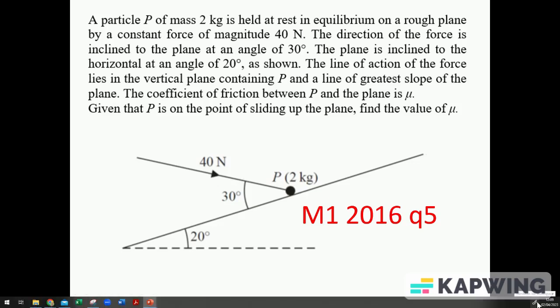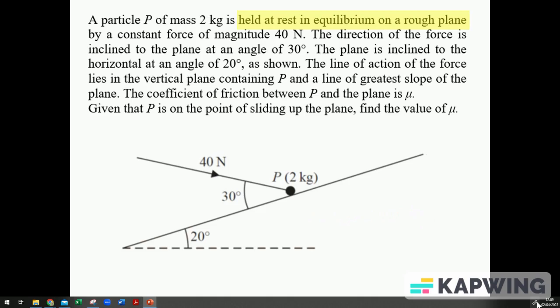Well, I've got the M1 paper, the old specification, 2016 question 5, inclined plane question. We've got a particle P, mass 2 kilograms, held at rest, in equilibrium on a rough plane, by a constant force of magnitude 40 newtons, which is at an angle of 30 degrees to the plane, and the plane's at an angle of 20 to the horizontal. So it's all a bit different.